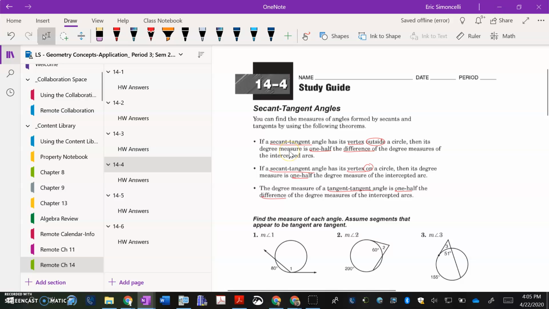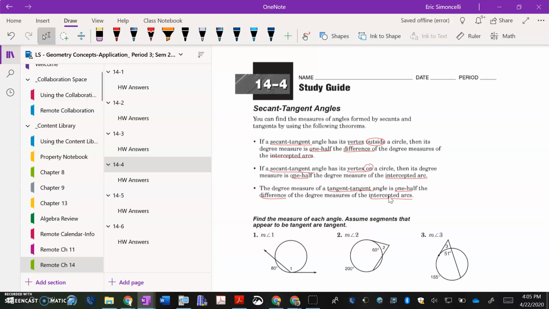So arcs do play a role in every single instance. The second is a single arc, while the first and third are multiple arcs. Let's take a look and apply these. Find the measure of each angle. Assume segments that appear to be tangent are tangent.